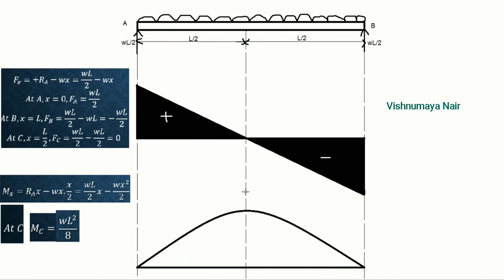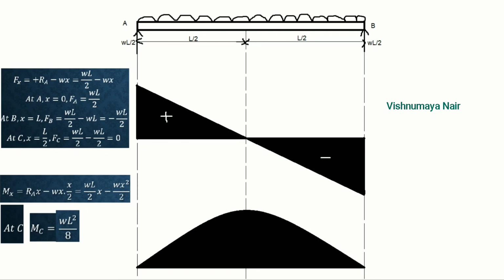Like this. The bending moment is 0 at both the ends and it is equal to WL square by 8 at this point. And you can now shade this region and mark it as positive. And here the bending moment is maximum at a point where the shear force is 0 or where the shear force changes its sign.